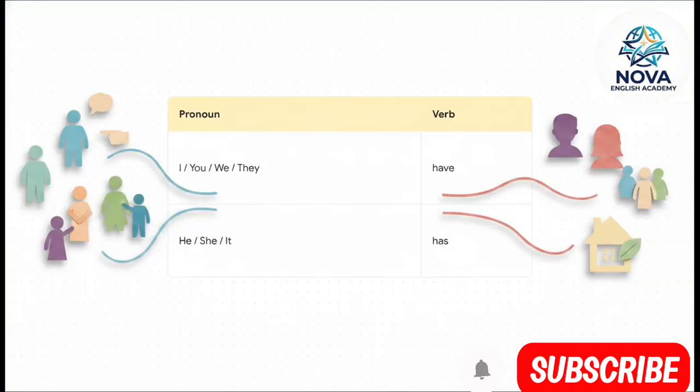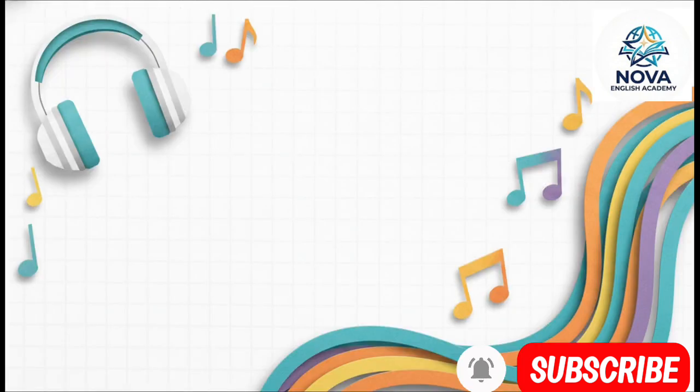What's really interesting here is how the rules split so perfectly. For the pronouns I, you, we, and they, your auxiliary verb is have. But the moment your subject is he, she, or it, you switch over to has. It literally is that straightforward. Let's read through these affirmative examples together. I want you to really listen to the pairing of the subject with its correct verb.